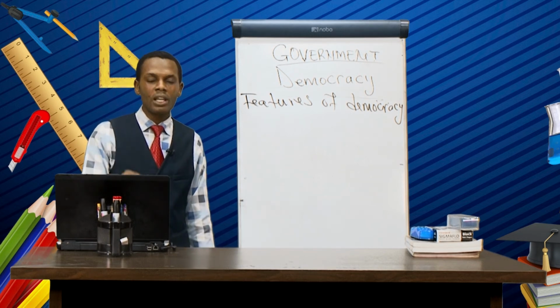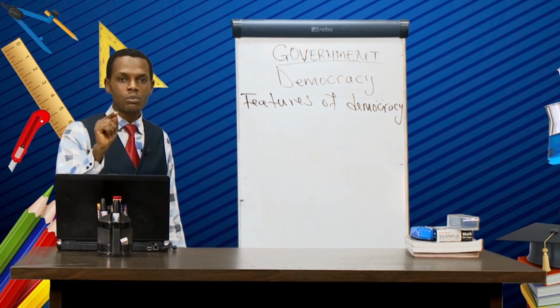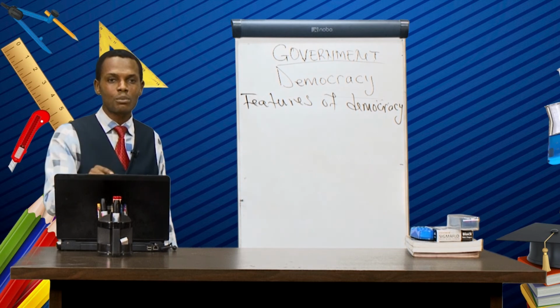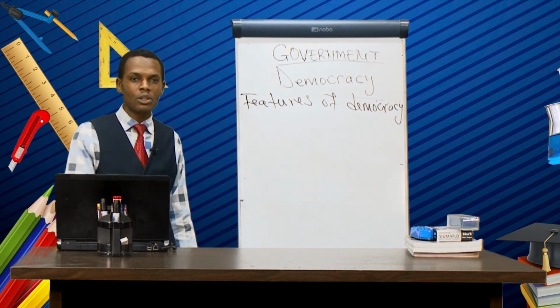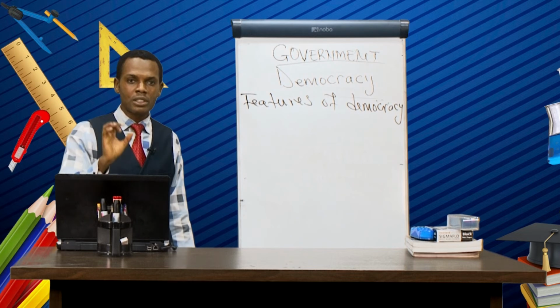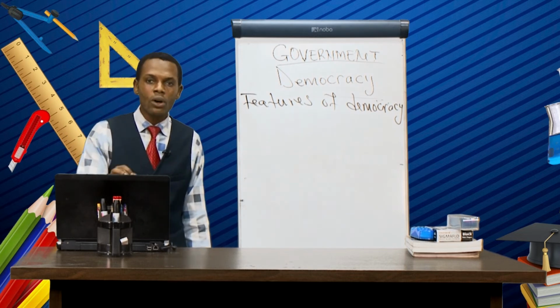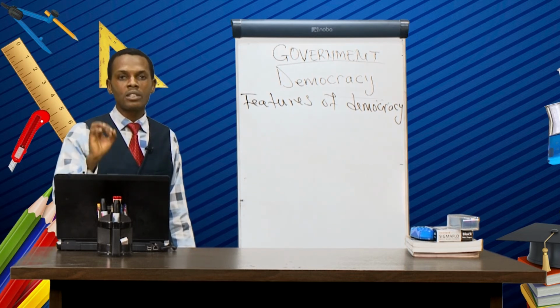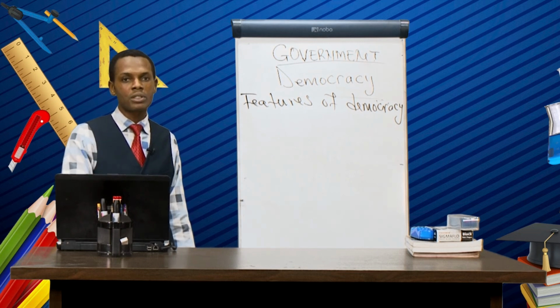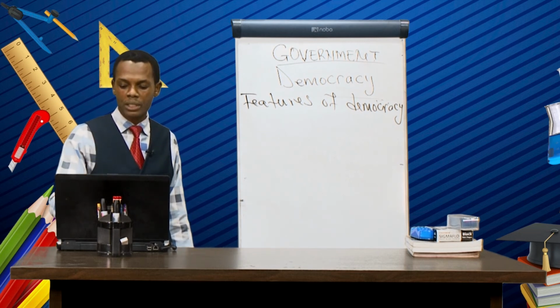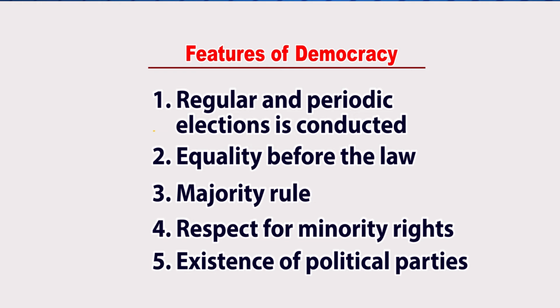This is because the rule of law operates in a democratic system of government. There's no other government where you have rule of law operating except in democracy. That is why the world advocates for democratic process in every nation of the world, because it is the best system of government. Number three, majority rule in democratic setting.